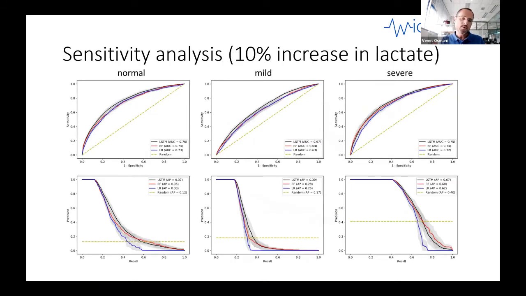So as I said, we also provided this alternative definition of deterioration in terms of sensitivity analysis, with a 10% increase in lactate. And predicting deterioration here was much more difficult, so the results were lower with respect to the group-based approach.